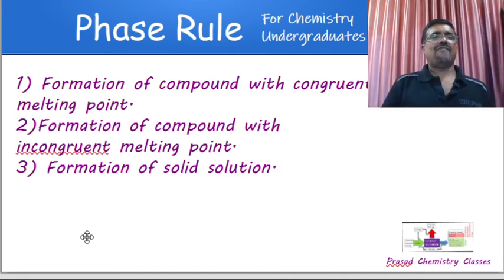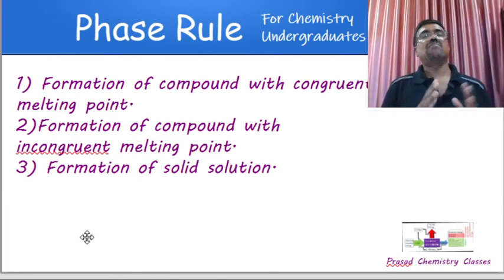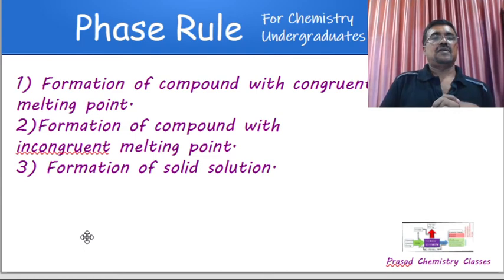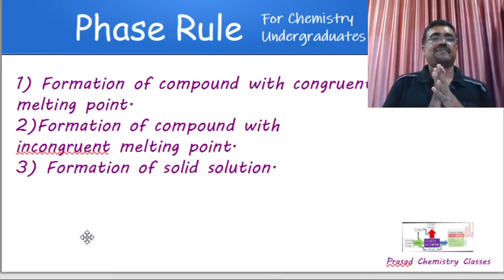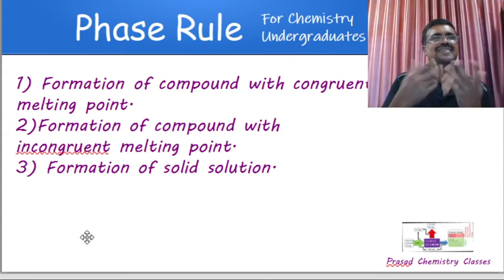Okay, now we can have other types of systems. You have two components A and B, they react to form a compound, suppose. And there can be two types of such systems. One has a congruent melting point. Congruent melting point simply means that the compound can melt without change in composition. The compound is not decomposed during melting. Incongruent melting point, what does it indicate? The compound decomposes when converted into the liquid phase. In the liquid phase, the compound does not exist.